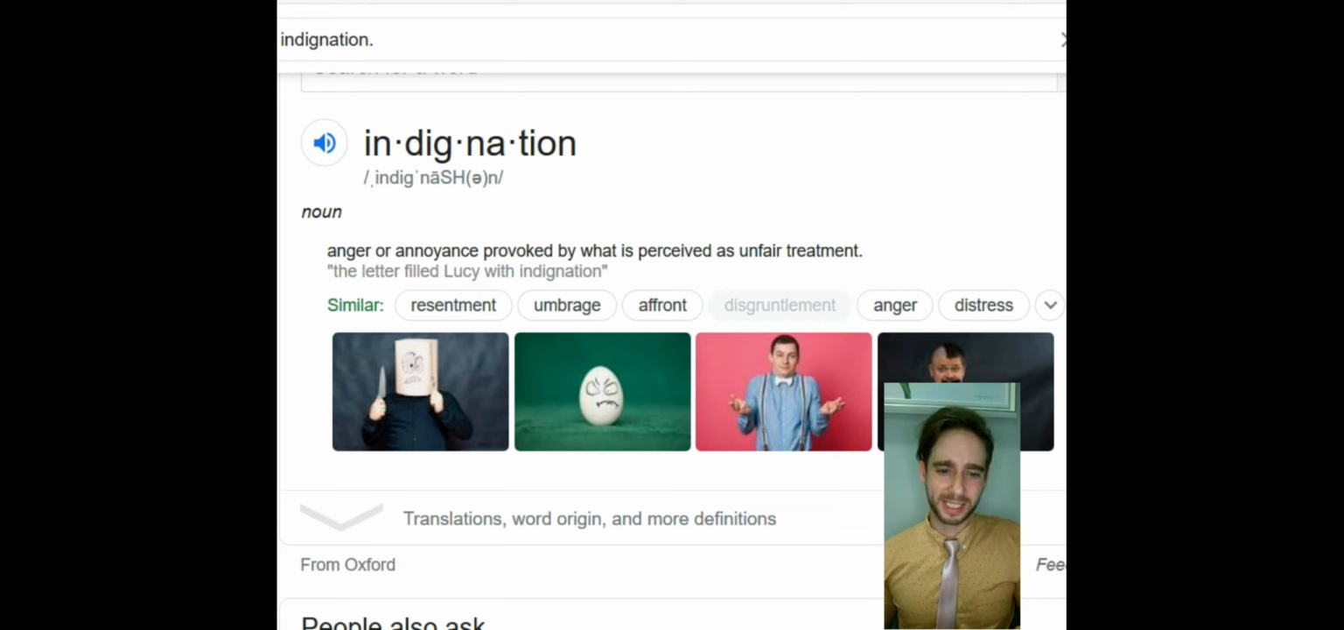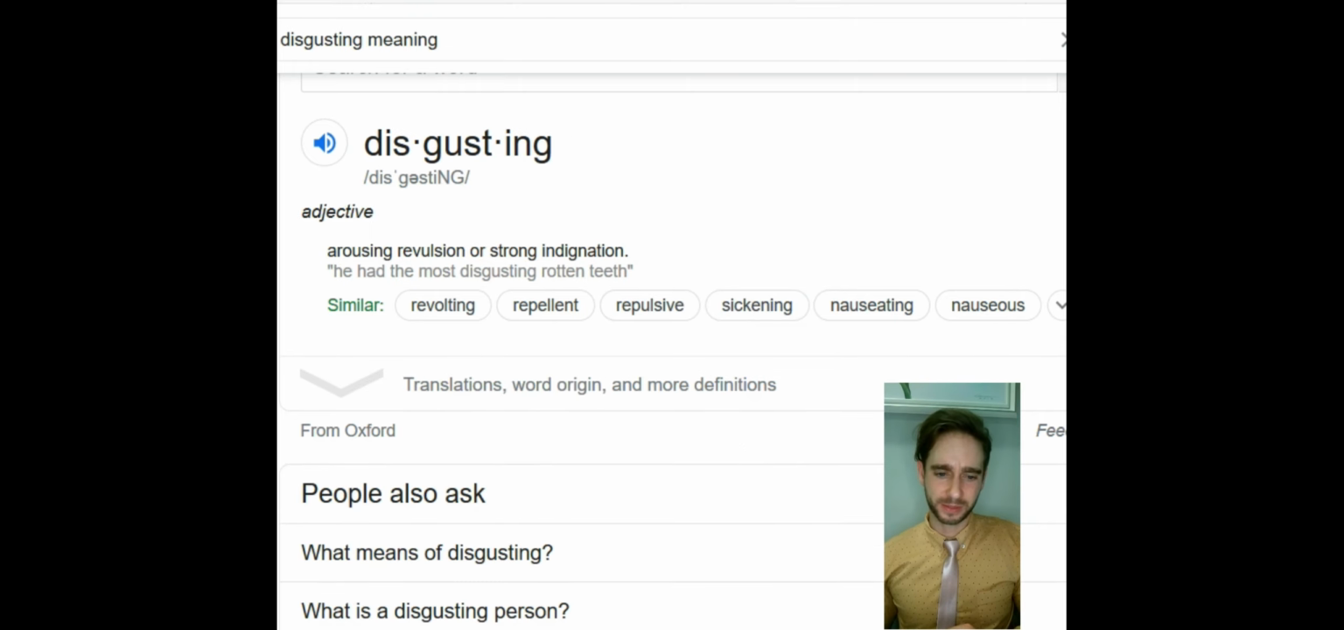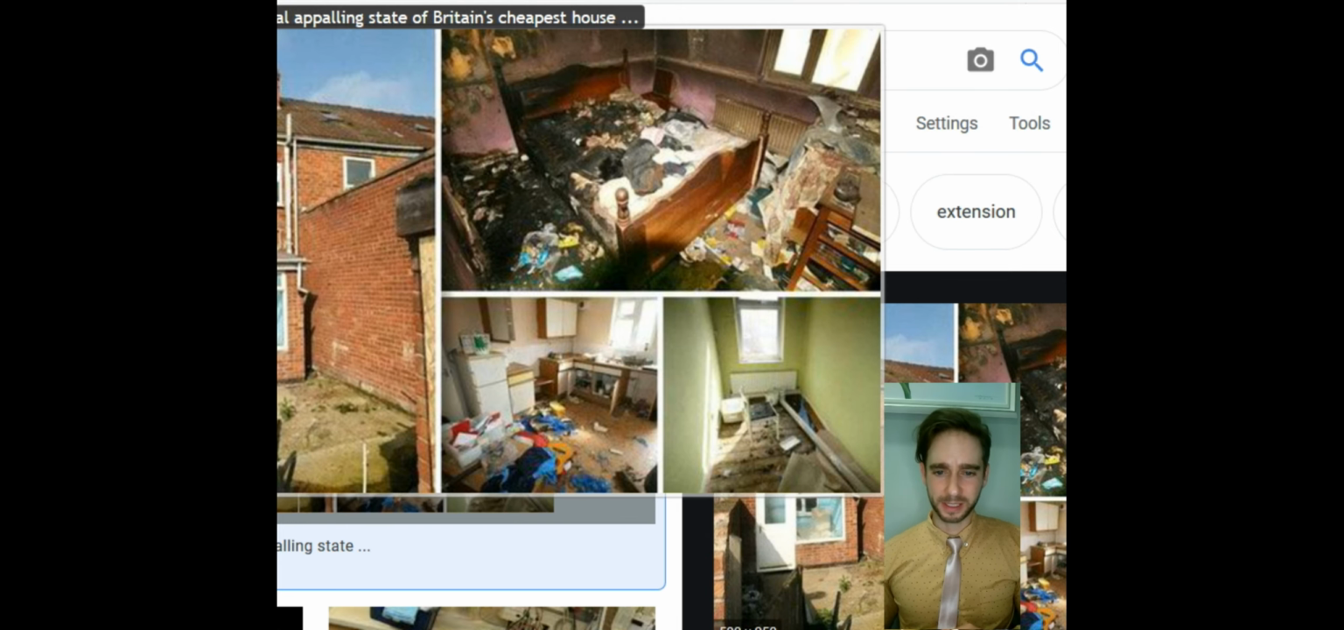The other word was indignation, also a very unpleasant word to describe unpleasant things. This is a noun, and it means anger or annoyance provoked by what is perceived as unfair treatment. So that is indignation, and that is to describe disgusting: arousing or bringing about revulsion or strong indignation. So people do not like it. I certainly don't like it.